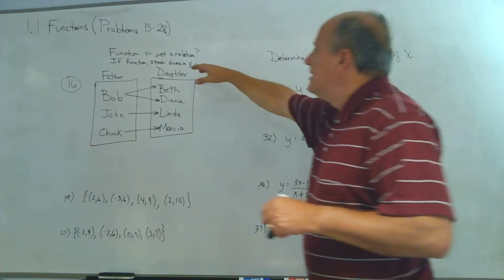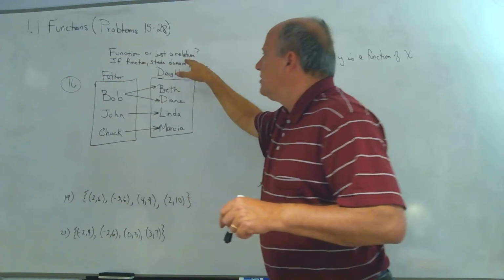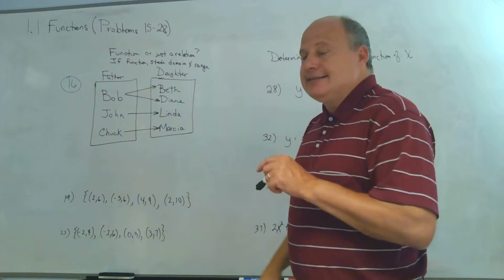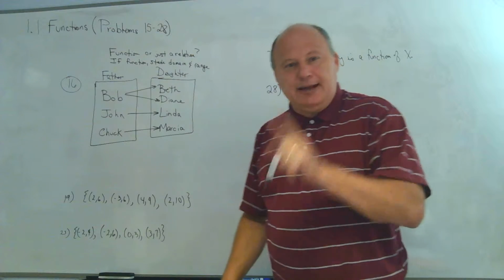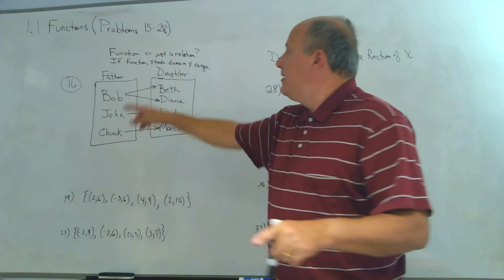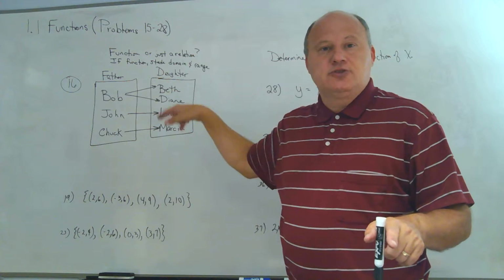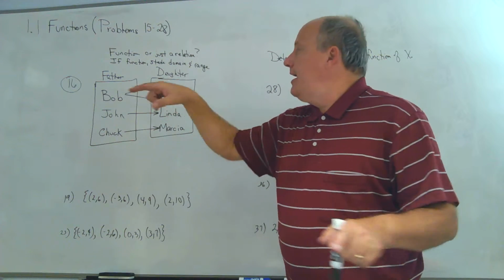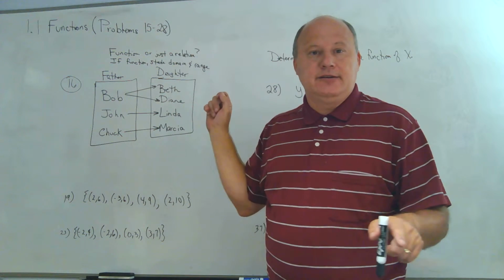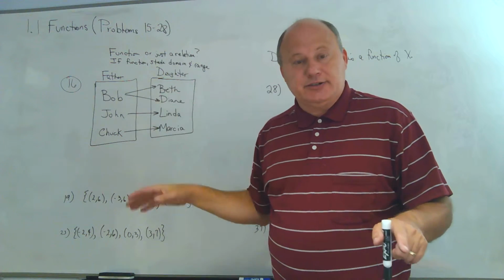It says, is this a function or is it just a relation? And if it is a function, state the domain and the range. Now, is this a function? Well, remember, each input corresponds to one output. So right off the bat, Bob has two daughters. So Bob's an input. He has two outputs, Beth and Diane. So that is not a function.